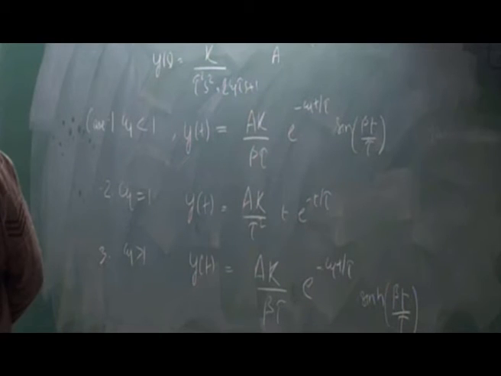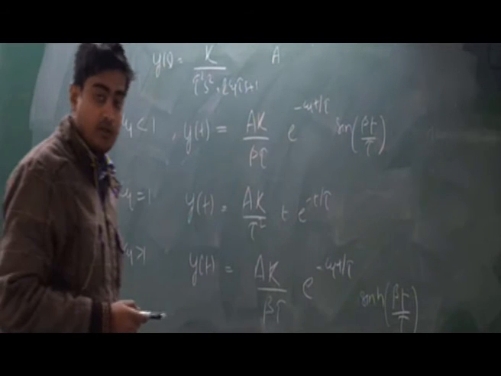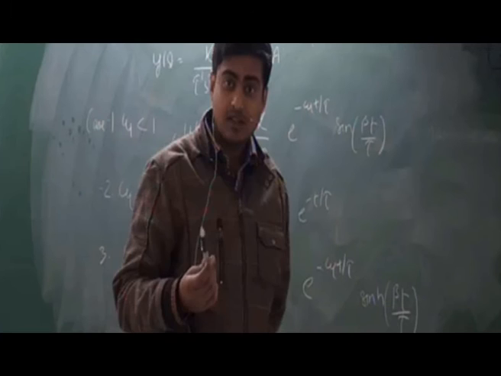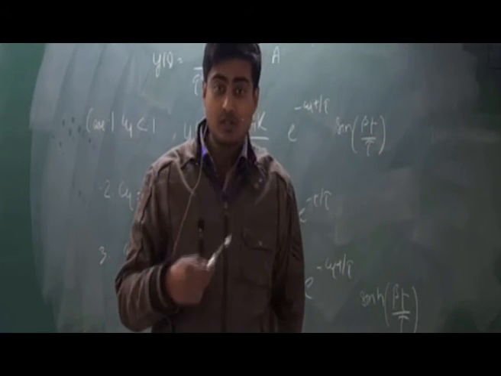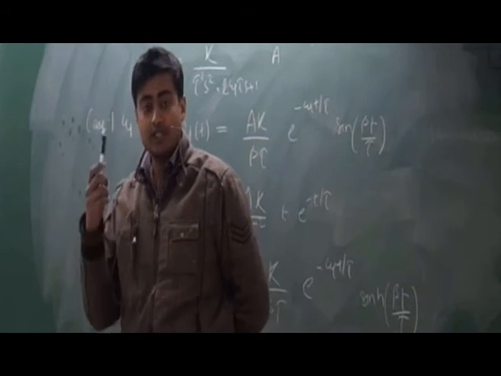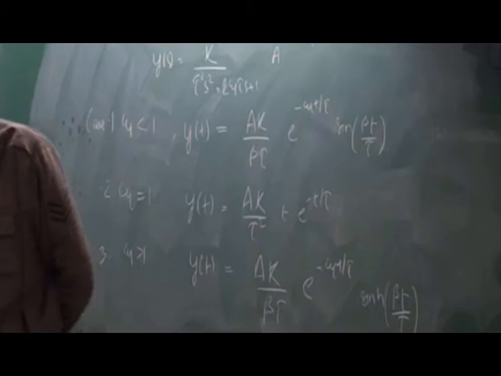There's a question: how can the zeta value be less than 0? How will the output response curve be? So this is part of your assignment. First of all, is it possible? If it is possible, then what would be the response of the system? Think wisely on this, whether it is possible or not.